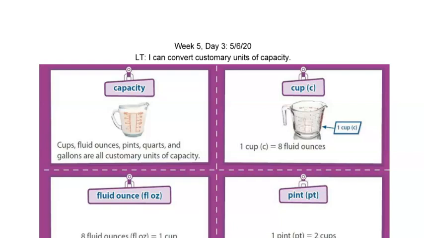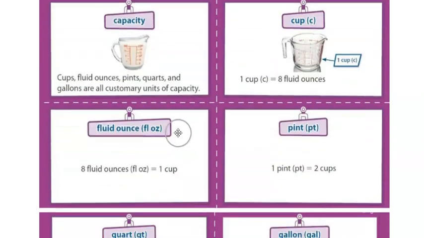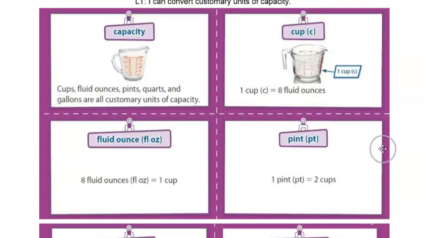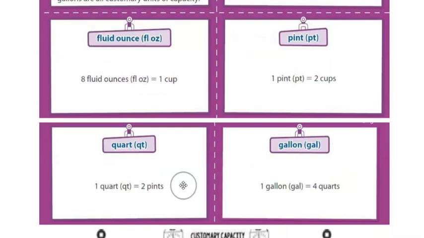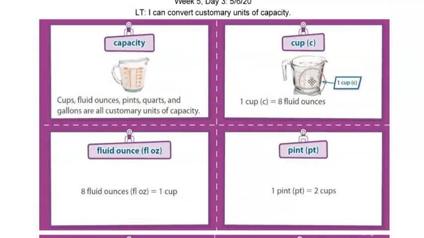So today we are going to be talking about converting customary units of capacity. Our learning target is: I can convert customary units of capacity. When we're talking about capacity, we're talking about those liquid measurements. So we're going to be looking at cups, fluid ounces, which can also be represented as just ounces, pints, gallons, and quarts. You can think about a gallon of milk, and also these different liquid measuring cups. Capacity is those liquid measurements.